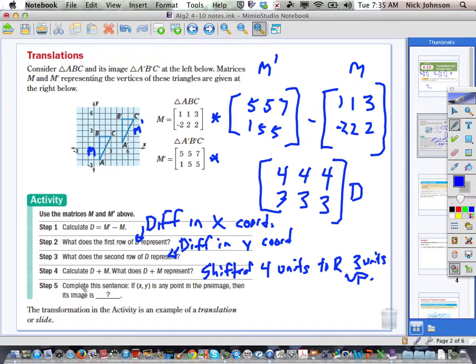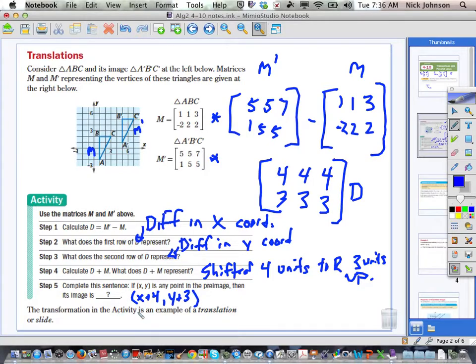So step 5 says complete this sentence. If a point x comma y is any point in the pre-image, then its image is, all I have to do is take every single x value and add 4 to it, and take every y value and add 3 to it. Pretty simple, right? Should have done translations or transformations a long time ago.